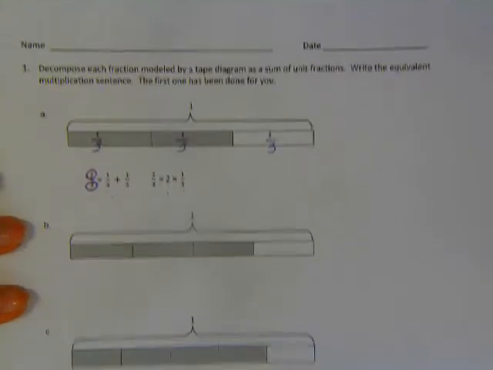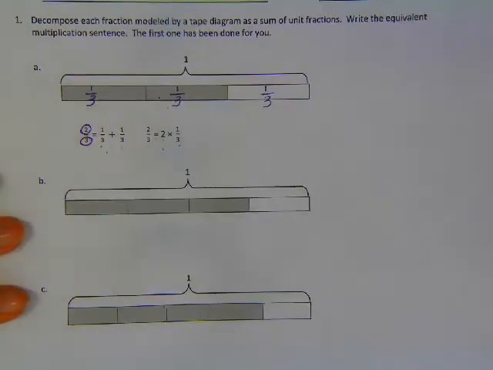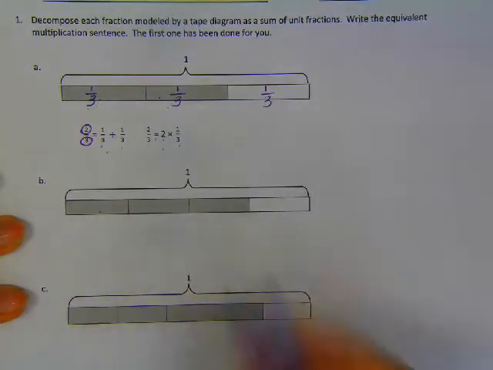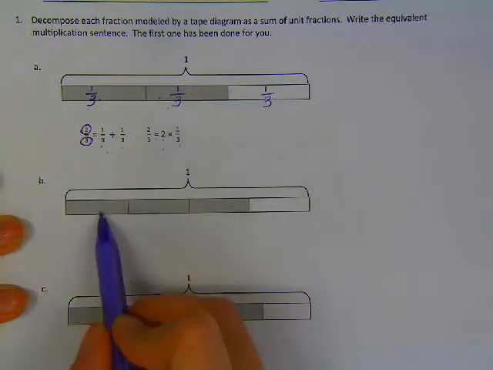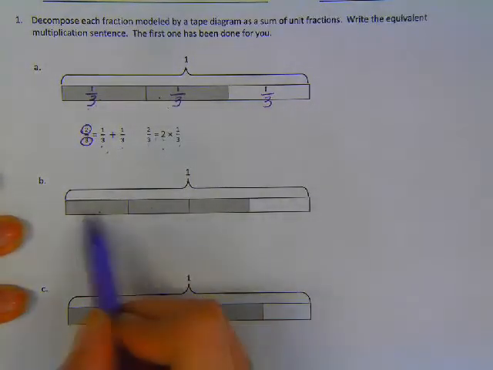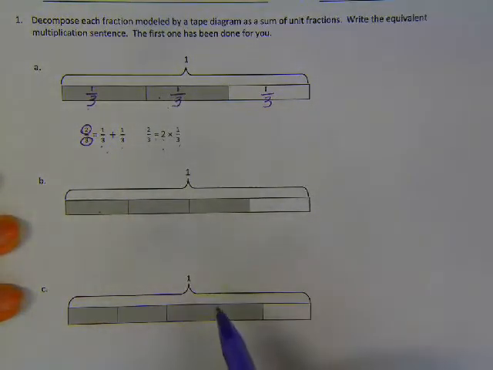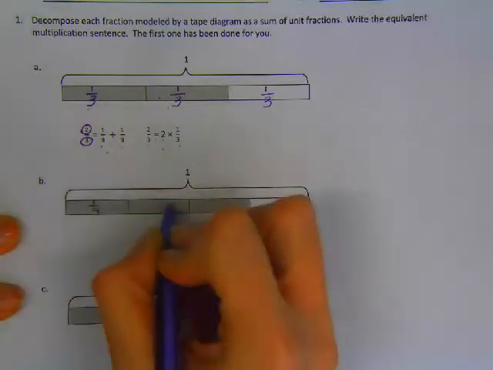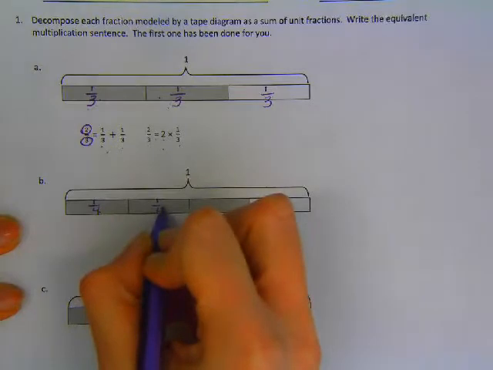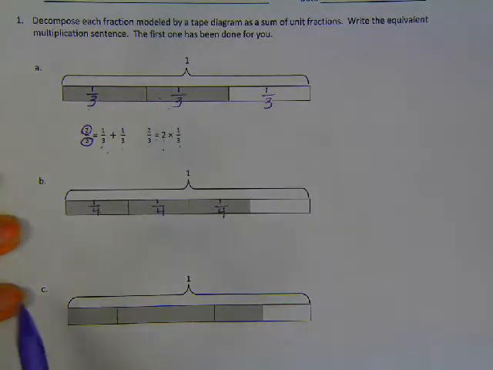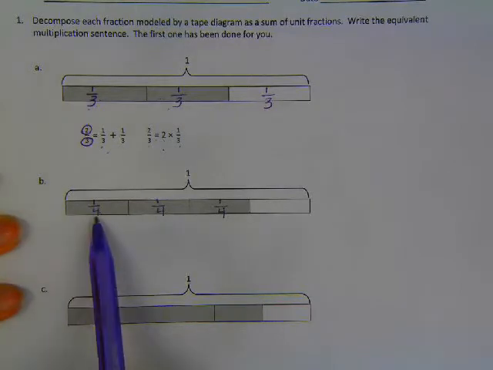If I look down here at letter B, I first have to ask myself how many total pieces are there. Since there are 4 pieces underneath the one bracket, this unit for this tape diagram is fourths. Therefore, each piece equals 1/4. Now I ask myself how many pieces are shaded. There are 1, 2, 3 pieces shaded.